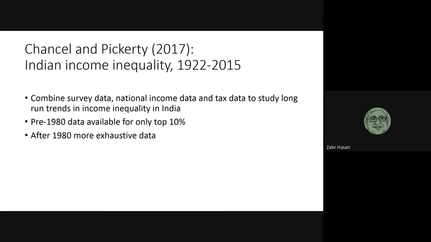Now, how many people paid taxes? In India, very little. Only the top 10% paid taxes. So the analysis pre-1980 focused on the comparatively rich people, the top 10% who pay taxes. After 1980, when Chancel and Piketty had more exhaustive data, they focused on the entire Indian population.